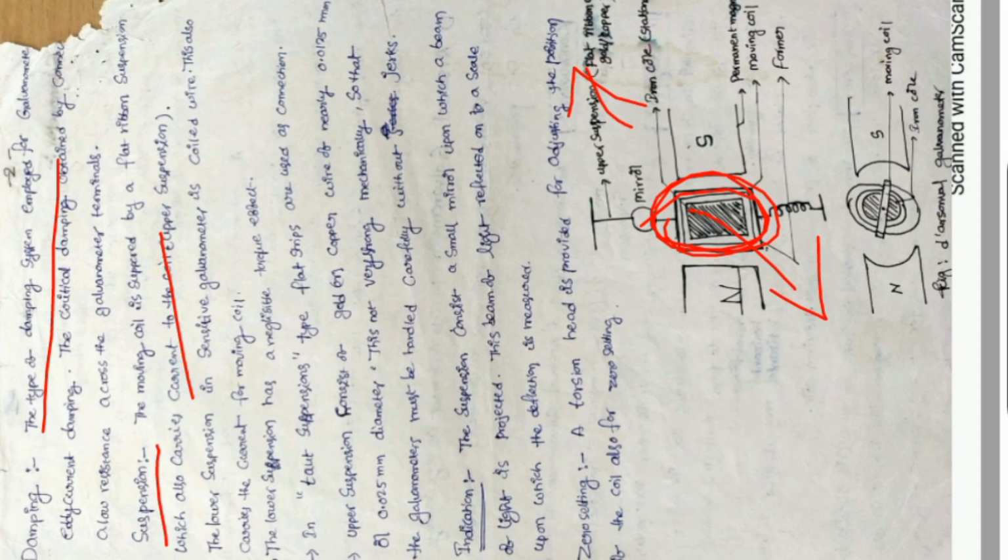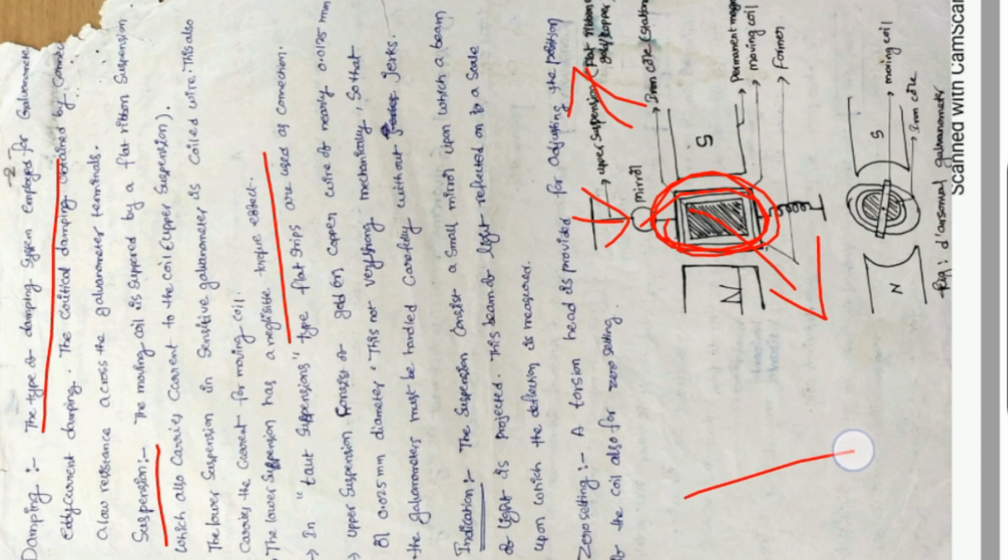The moving coil is suspended by a flat ribbon suspension which also carries the current. The upper suspension or lower suspension is connected through a silk enameled flat ribbon which has a small wire inside to carry the current. The lower suspension has a negligible torque effect. There is no ribbon suspension, there is no controlling torque. Very low controlling torque is provided.